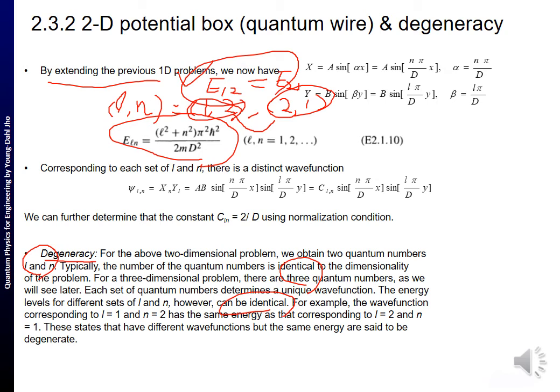Then we call it degeneracy. This one has the same energy as the corresponding case of L equal to n equal to 1. Then we say that degeneracy is when two different energy states have the same energy value, then we have a degeneracy of 2.